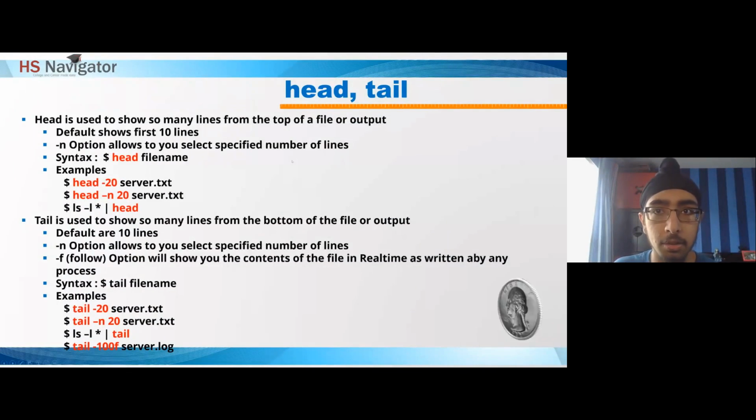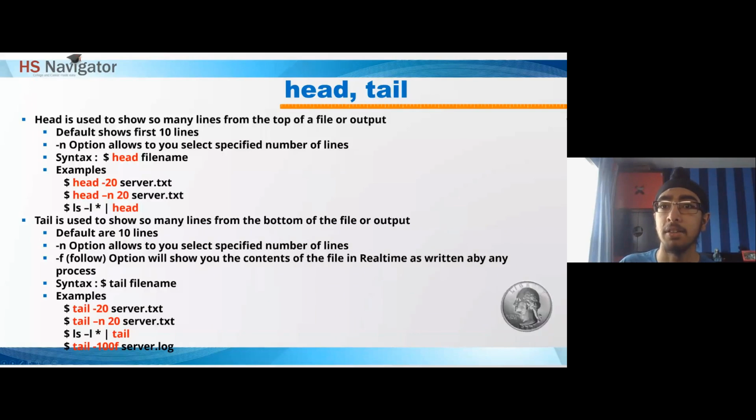The next couple commands are called head and tail. Head and tail are used to show the first so many lines from the top or the bottom of the output. Head is used for the top. If you do head and a file name, it'll show you the first 10 lines of a file. So if you have a text file with 1,000 lines and you just want to see the first couple, because you forgot what the text file had in it, you could do head and the file name, and it shows you the first 10 lines of that 1,000-line file.